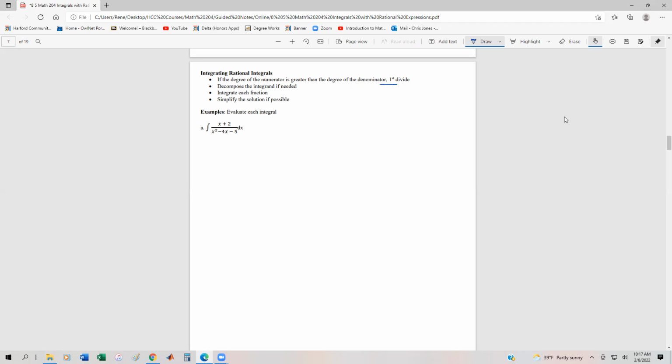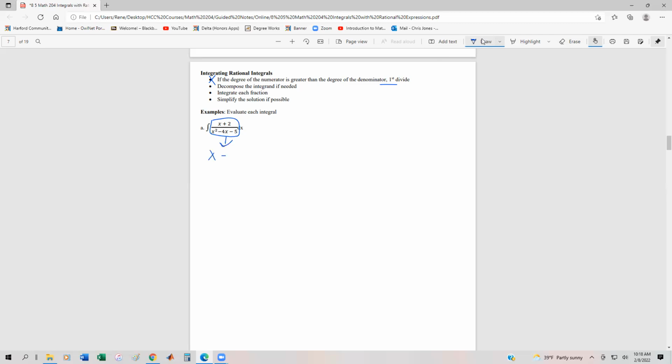So we have x plus 2 over x squared minus 4x minus 5 dx, and we want to try to integrate this. Notice that the degree of the numerator is 1, the degree of the denominator is 2. So we don't even need to worry about that first step. All right, so let's go ahead and decompose this. And let's not even worry about the integration for right now. Let's just focus on the fraction.